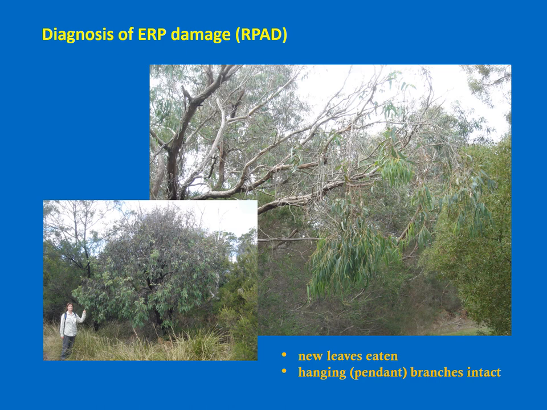Now, eastern ringtail possum damage, or RPAD, is readily diagnosed. There's an elegant diagnosis. The new leaves are eaten, and the hanging branches are intact because possums don't climb down branches, regardless of their height above ground. So you can make elegant diagnoses of mammalian herbivore damage. Koalas do the same thing, but there are no koalas in this region, at least not in numbers.